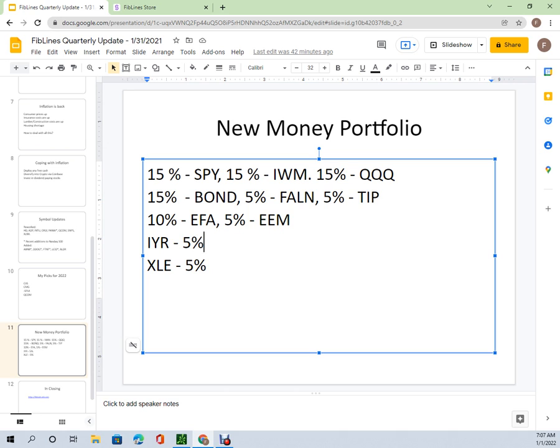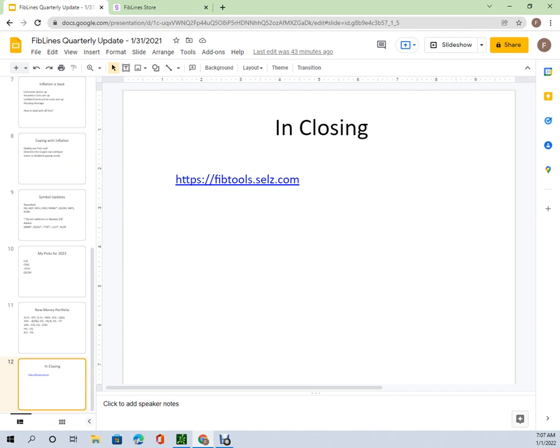Every one of these has a yield, and that's going to give me some yield support and some protection in the case of potentially rising interest rates. So that's it. That's my FibLines update.